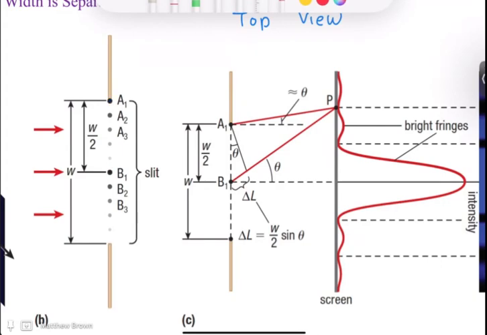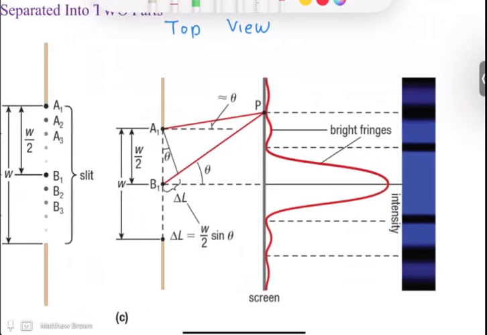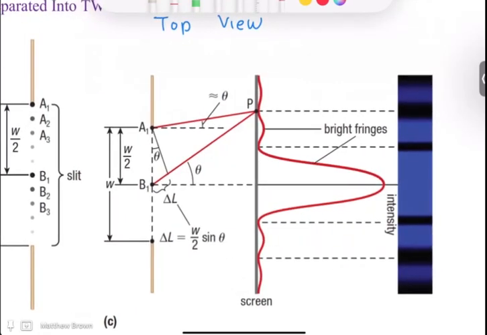So that means we can look at how A1 interferes with B1, which should be the same way that A2 interferes with B2, because they're the same width apart. So we can look at something over here where we're just looking at A1 and B1. And just like when we looked at double slit interference, they're separated by this length that we're calling W over 2.